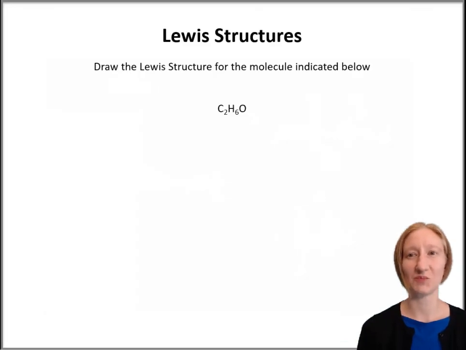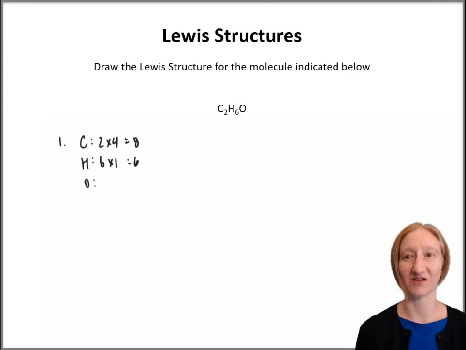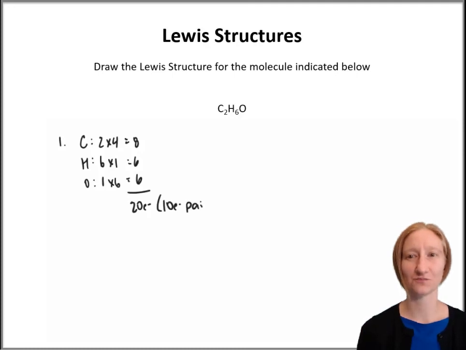We'll end this video by solving the question we posed at the beginning, to draw the Lewis structure of C2H6O. And first, we'll determine our total number of valence electrons. We have 2 carbons times 4 electrons is 8. 6 hydrogens times 1 electron is 6, and 1 oxygen times 6 electrons is 6, for a total of 20 electrons, or 10 electron pairs.